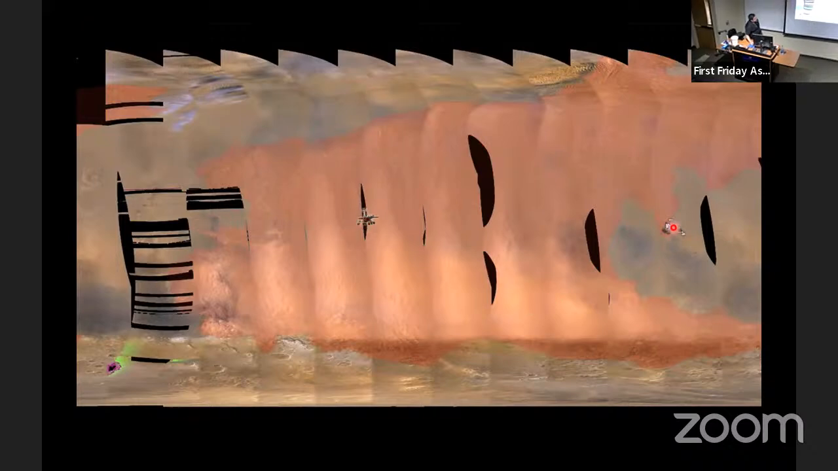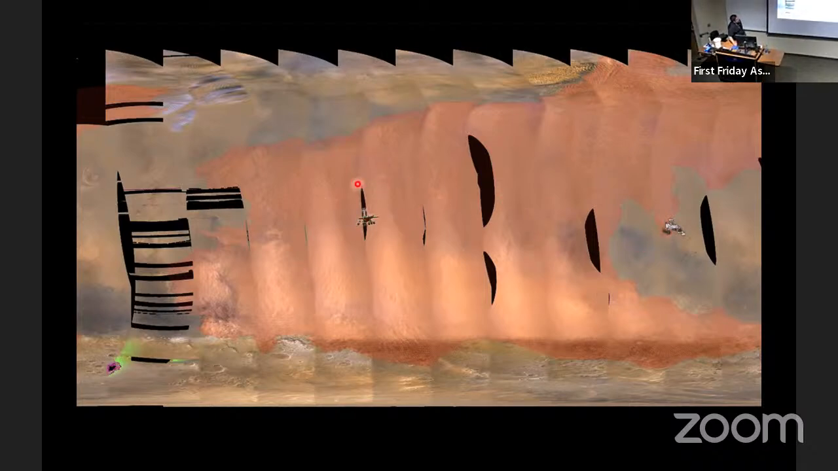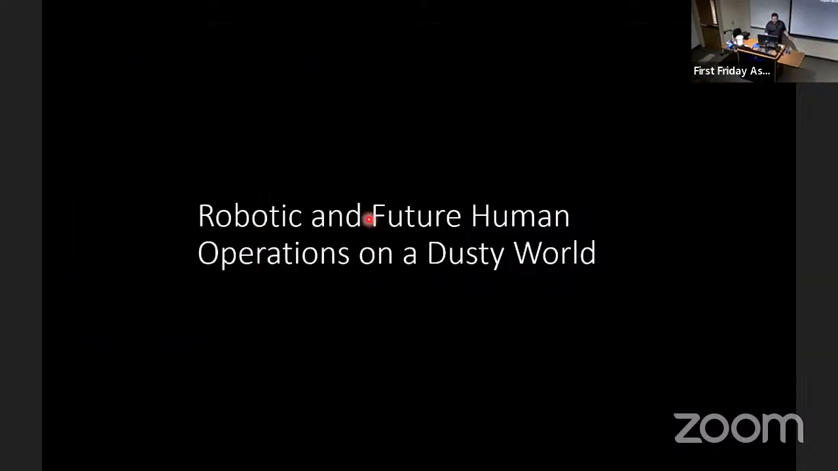These are the two MER rovers. I don't remember which is which. One's Opportunity, one's Spirit. But one of them definitely gets pounded by this dust storm. And I'm going to talk about what that means. What does it mean to be there in the middle of a dust storm? So, robotic and future human operations on a dusty world.